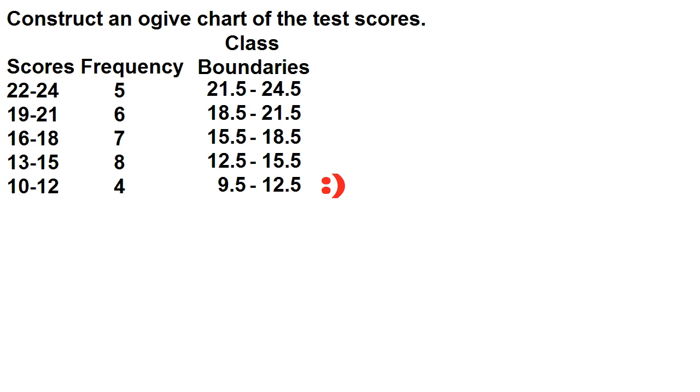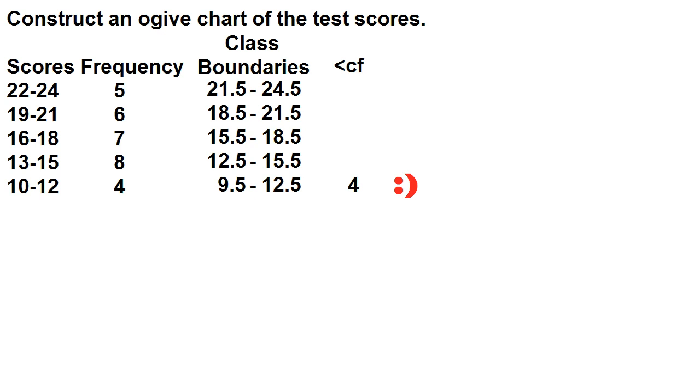Let's add another column, the less than cumulative frequency. To find the less than cumulative frequency, just add the frequencies starting from the frequency of the lowest class interval. Our lowest class interval is 10 to 12, and the frequency is 4. Copy 4, then add the frequency of the next upper class.